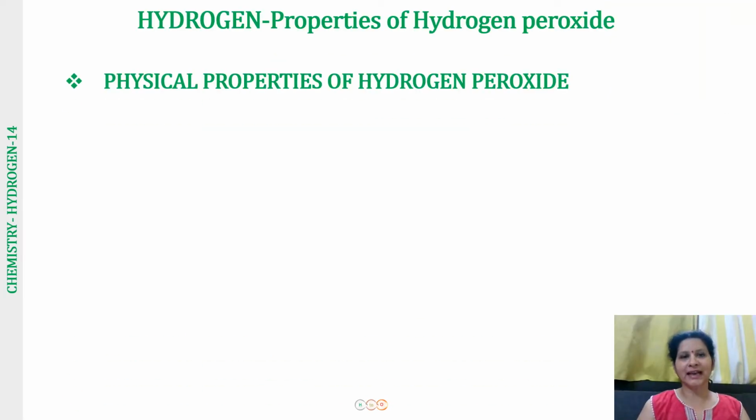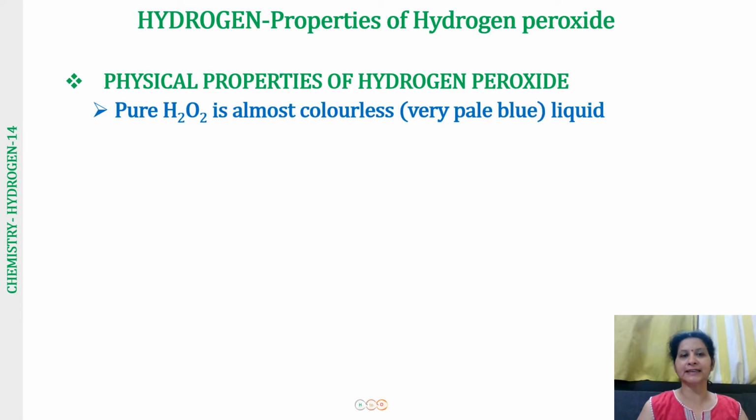So the first thing that we will be discussing in today's lecture is going to be the physical properties of hydrogen peroxide, and the first is that pure hydrogen peroxide is an almost colorless or very pale blue colored liquid. Now I've never seen this very pale blue color of hydrogen peroxide. I've always seen it to be a colorless liquid.